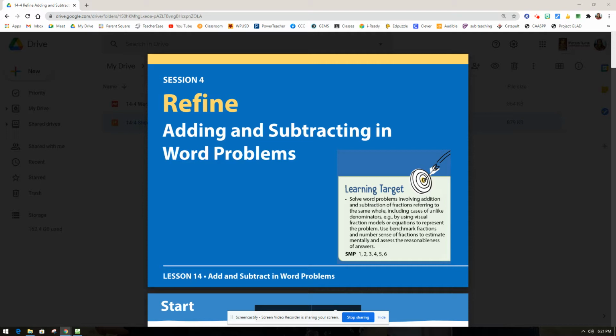We also might be using benchmark fractions. We also might be using our estimation strategies. Remember that this is the last session before you take the Unit 2 assessment.